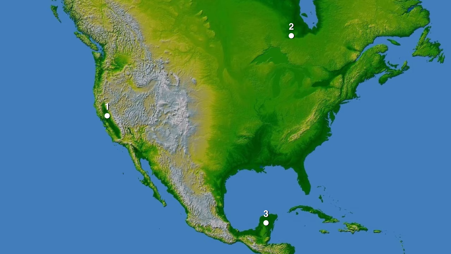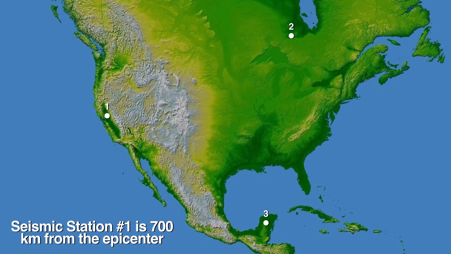So let's say you have done that, and you have established that seismic station 1 is approximately 700 kilometers from the earthquake. So something like this. But the problem is, we don't know if it's 700 kilometers in this direction, in this direction, in this direction. We don't know. It could be 700 kilometers in any direction. So what we can do is draw a circle around point 1 with a radius of 700 kilometers. And now we know that the epicenter is somewhere on that circle, somewhere on that line.